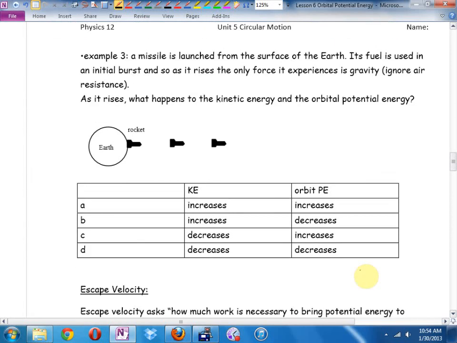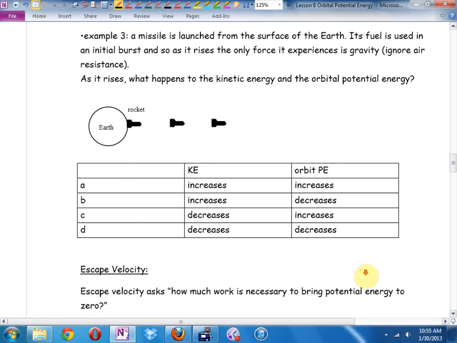Example 3. A missile is launched from the surface of the Earth. Its fuel is used in an initial burst, and so as it rises, the only force it experiences is gravity. So this time, we're not going to have initial kinetic be 0. We're going to say you flip the switch, and in our thought experiment here, instantly you're at full speed, and then we shut off the engine, and you coast. What happens to its kinetic and to its orbital potential energy? What happens to its kinetic energy as it leaves the Earth?